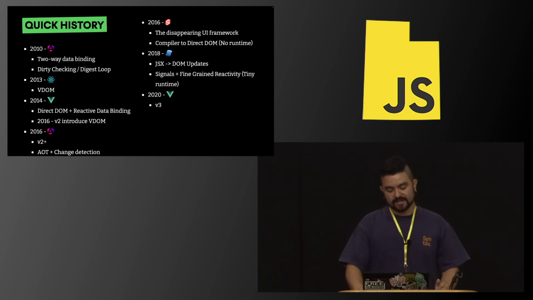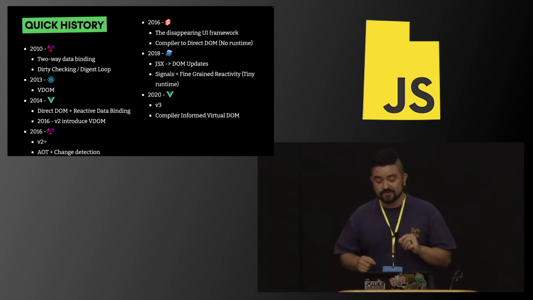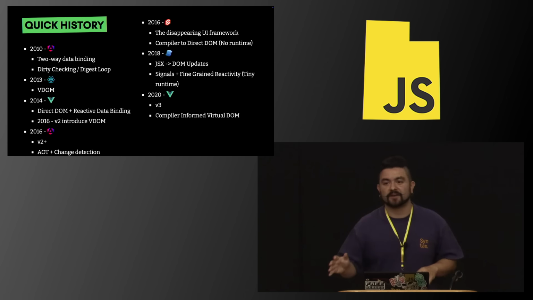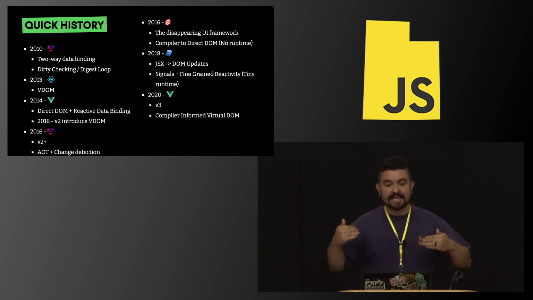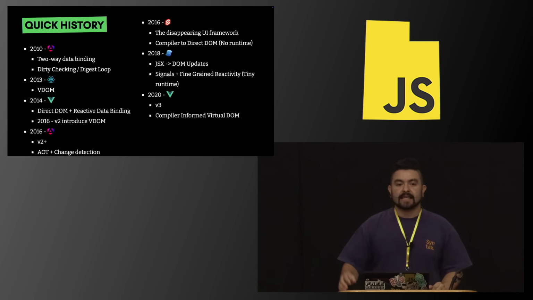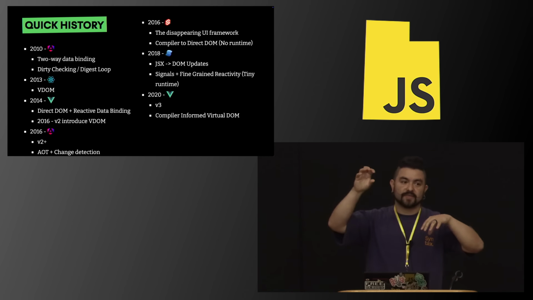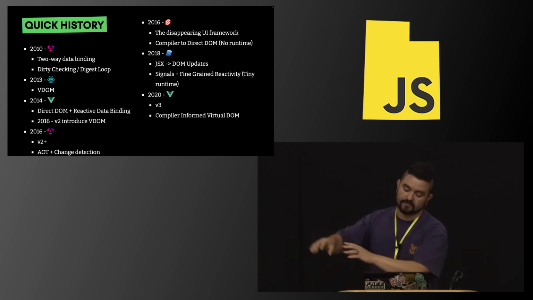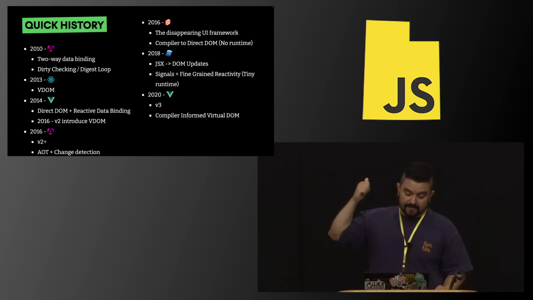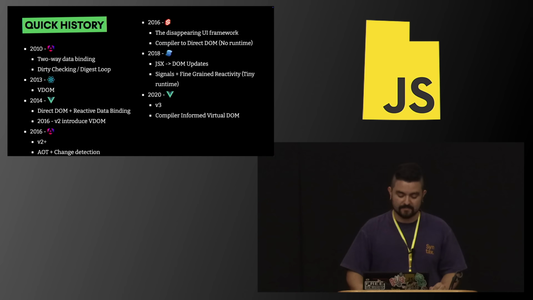In 2020, Vue.js v3 was released, and this brought compiler-informed virtual DOM. So Vue.js actually has one of the fastest virtual DOM implementations, and that's because they do smart things ahead of time. So when you run npm run build, it actually adds hints in the compiled code and extracts things out that don't necessarily need to be part of your virtual DOM render function. So v3 of Vue has a really fast virtual DOM implementation.